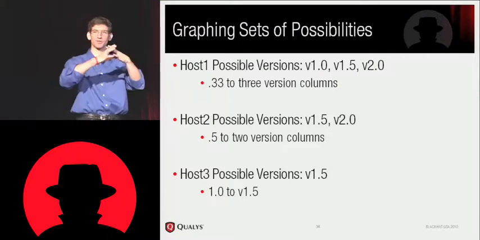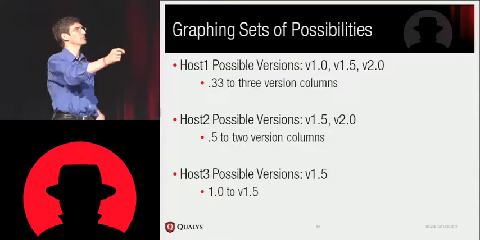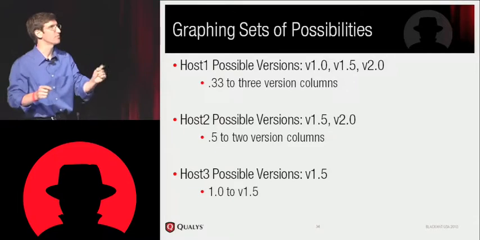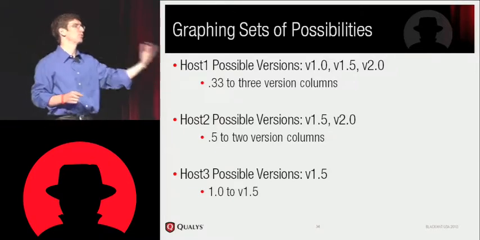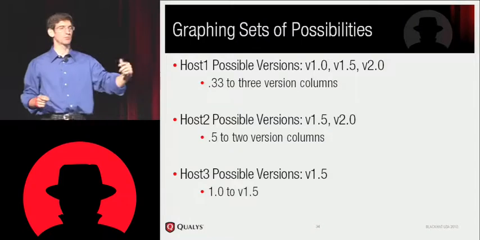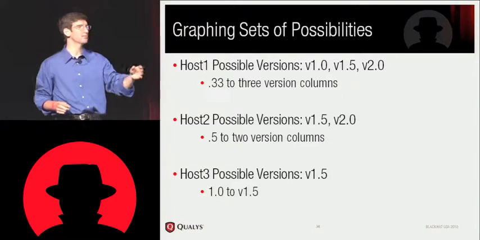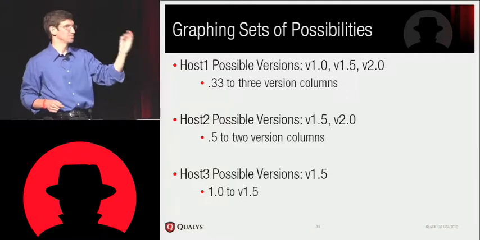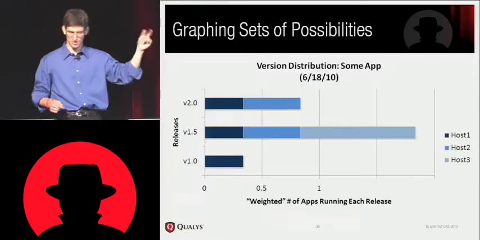So since, remember, we're talking about sets of possibilities, if we fingerprinted host 1 and got back, we can't pin it down specifically, but we know that it's running one of these 3 versions, then each of those columns gets 0.33. We go and fingerprint host 2, and we say the possible versions are 1.5 or 2.0. Then we do 1 over n to that column, and then finally host 3. We actually pin it down to a specific version, so the full 1.0, or 1 over 1, to that column.